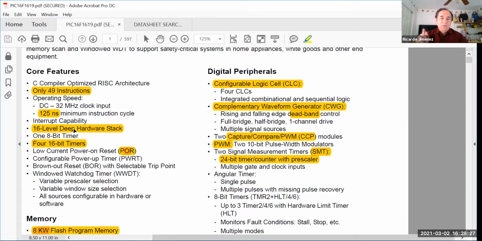That means you can call up to 16 nested subroutines or methods, because one inside the other, one inside the other, they are nested. If they're not nested, you can call any number you want. It has an 8-bit timer, four 16-bit timers, low current power-on reset, which is called POR, power-up reset timer, brownout reset. The brownout reset means that if the battery goes low, less than 3 volts, it'll reset.